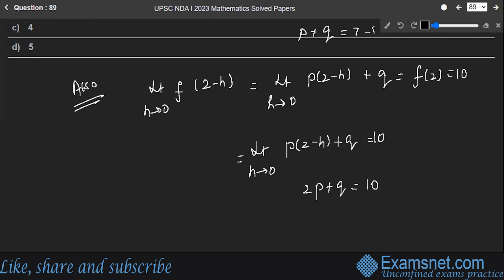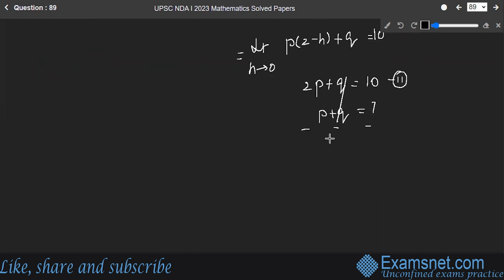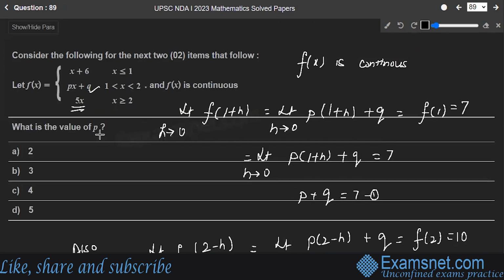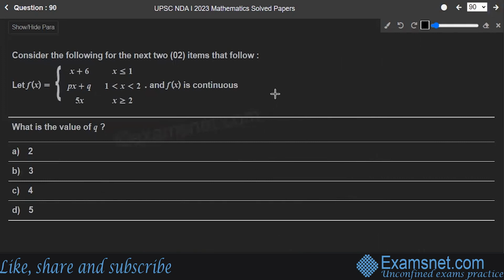And we have here p plus q is equal to 7. And the second one was 2p plus q is equal to 10. Let's do the subtraction. So you have p is equal to 3. This is what we needed to find out in the question. You have to find out the value of p, and this is 3. That means option B is the correct answer. Next, question number 90. Now you have to find out the value of q. Easy. P plus q was equal to 7. P came out to be 3. So q will be equal to 4. That means option C is the correct answer.